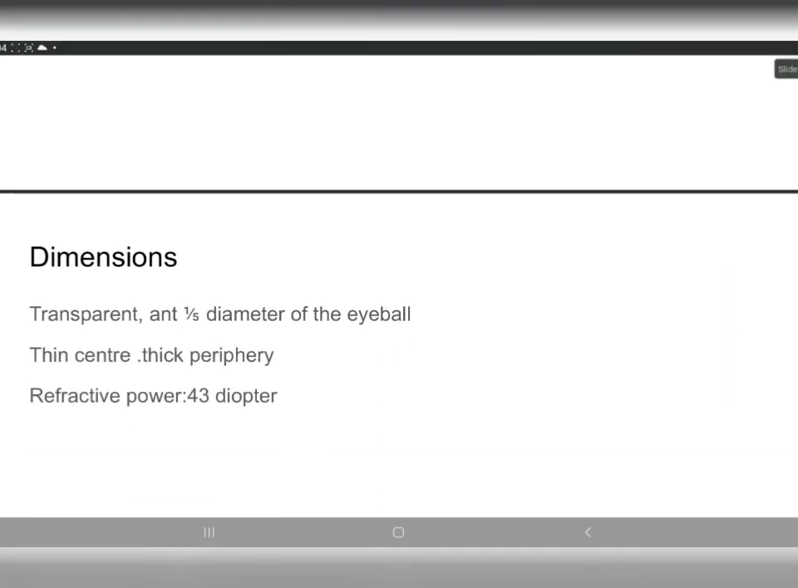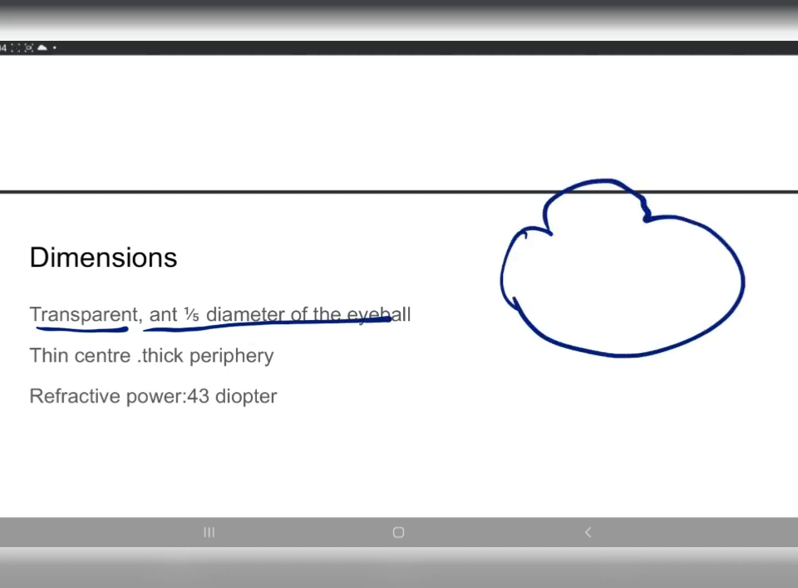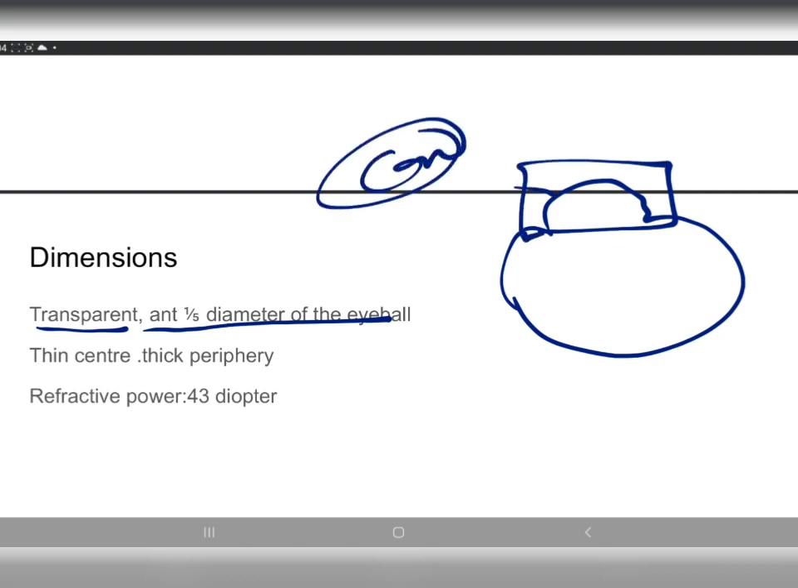In the anatomy of the cornea, you can see over here the dimension of the cornea: it is transparent, the anterior 1/6 of the eyeball. You can see in the figure, this is the eyeball and this part is the cornea, which is transparent. It is thin at the center and thick at the periphery, and its function is refractive power and a protective diaphragm.